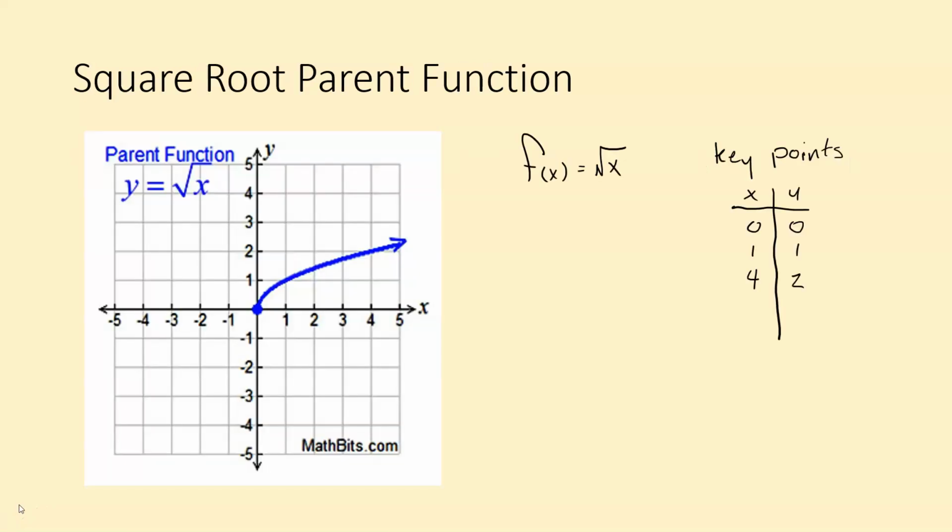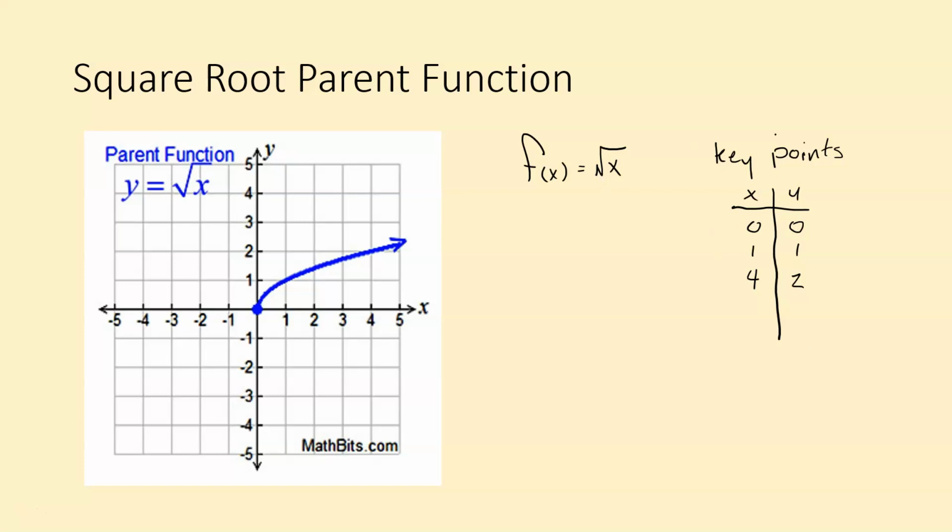The first parent function we're going to look at is the square root parent function. So that is this right here. This is what it looks like as a graph. This is the actual equation of the square root parent function. So it's the simplest version of that, meaning it is just a square root. So the function is we plug in a number, and the input is the number we're plugging in. The output is the square root of that number.